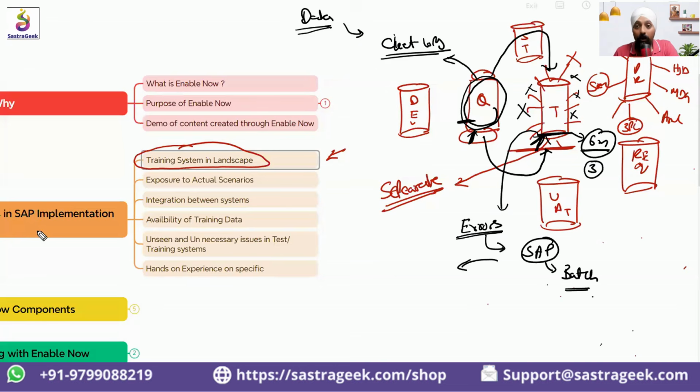And there are a lot of things. Don't think that it is limited functionality. Let me tell you, there are a lot of things you can train through the Enable Now simulation which you would not even be able to train with the actual system. In my last 20 years of experience, in every project I face this issue: whatever system you use for training is not connected. Maybe it's connected with one or two systems, but not with all of the systems in the landscape. So that experience, we are never able to give.